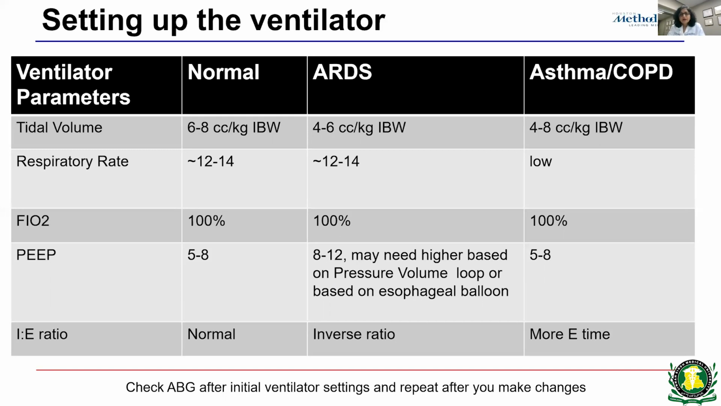In an asthma or COPD patient, their problem is not breathing in, it's more breathing out. And because they cannot breathe out adequately, they develop air trapping and dynamic hyperinflation. So your primary goal when you intubate and ventilate somebody with very severe asthma and COPD is to give them low tidal volumes, but give them more expiratory time so they can decompress their lungs.